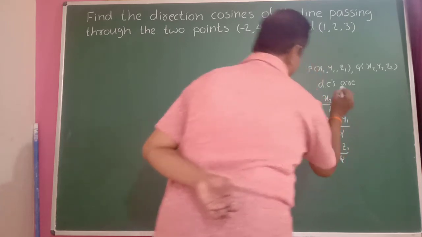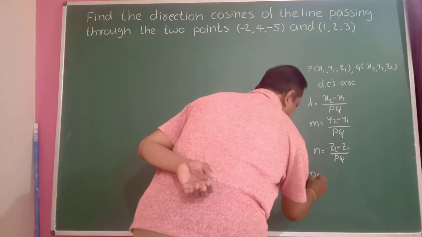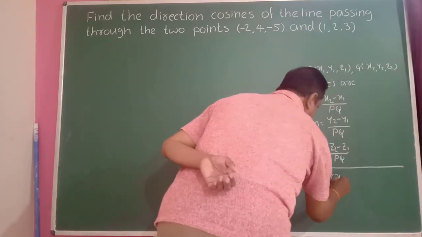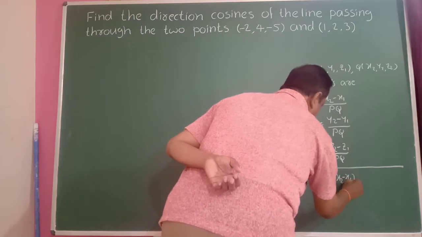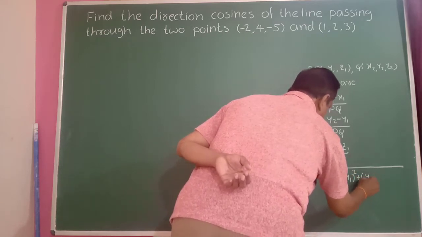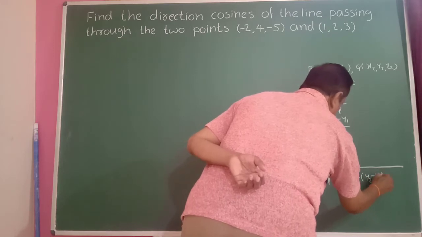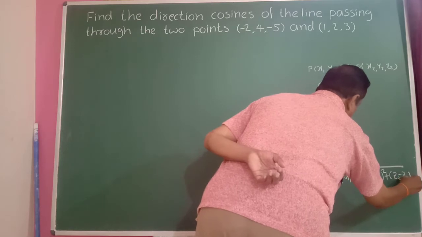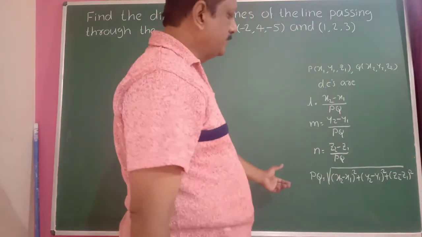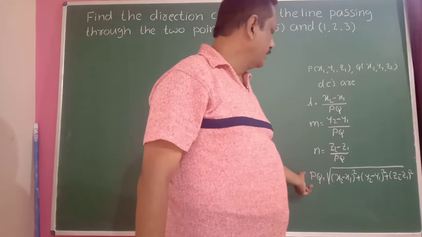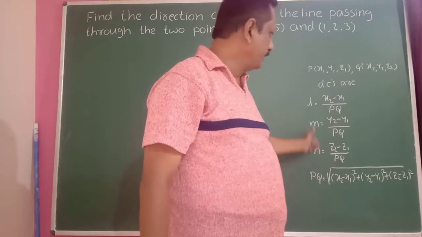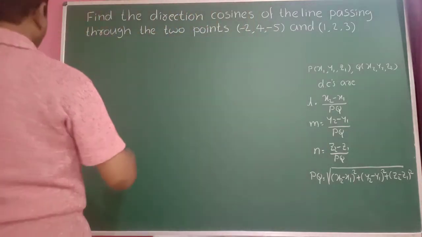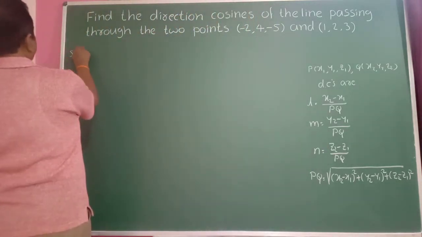divided by PQ here. Where PQ is equal to root of (x2 minus x1) whole square plus (y2 minus y1) whole square plus (z2 minus z1) whole square. This is the distance formula, distance between P and Q, PQ. So PQ is this one here. Therefore these are the direction cosines here. So in this case we are using that formula.